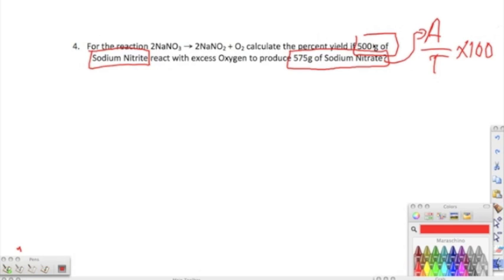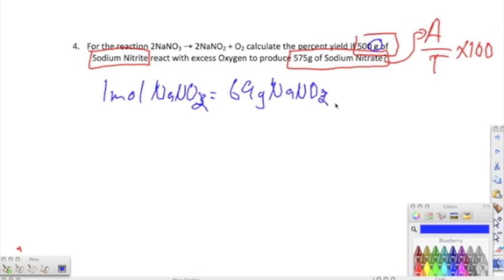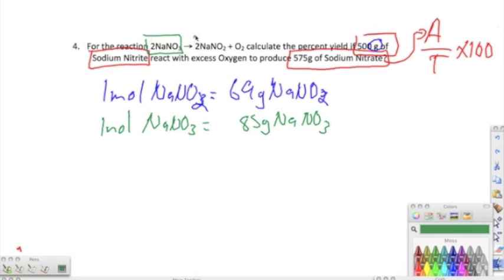So what we're going to do is a gram to gram conversion from sodium nitrite to sodium nitrate. So we start off, and if we're doing a gram to gram conversion, we need the molar masses of each of them. So we calculate those. Remember, we just add up everything that's in the equation, and we know that 1 mole of sodium nitrite is going to equal right around 69 grams of sodium nitrite. And then we know that 1 mole of sodium nitrate equals right around 85 grams of sodium nitrate. Okay, and we're dealing with nitrate and nitrite, so we also need the mole ratio. We know that 2 moles of nitrate equals 2 moles of nitrite.